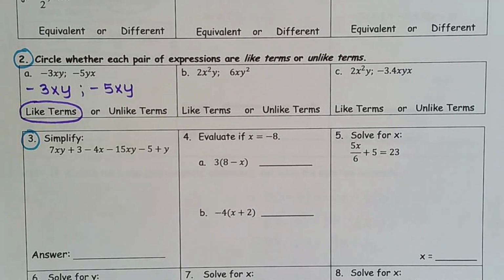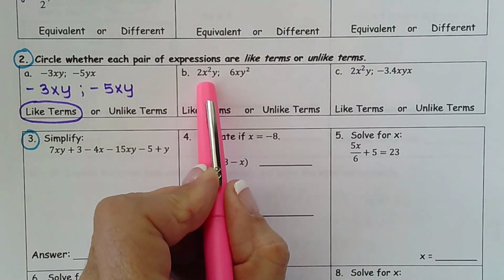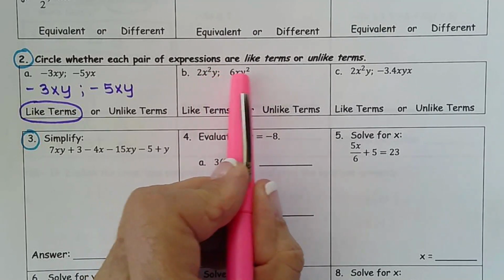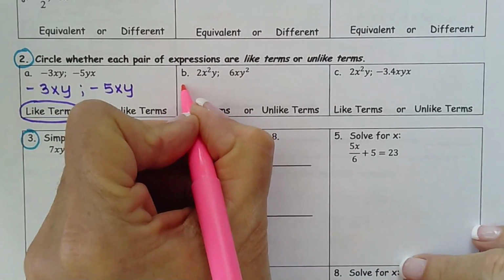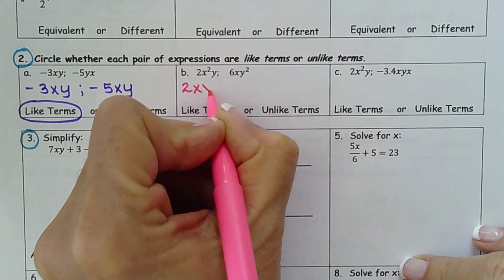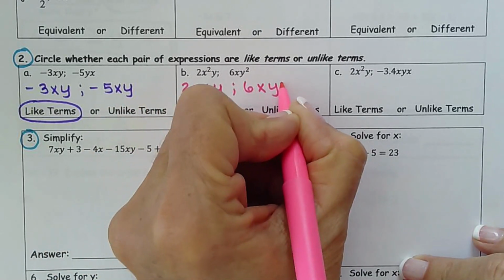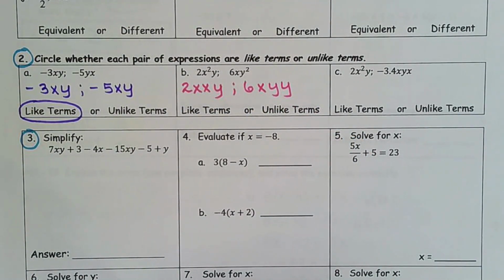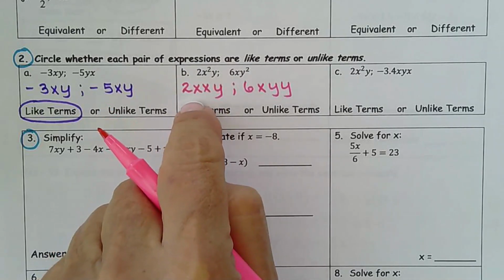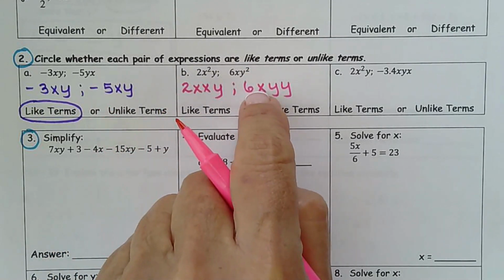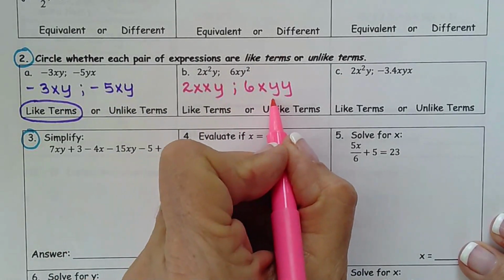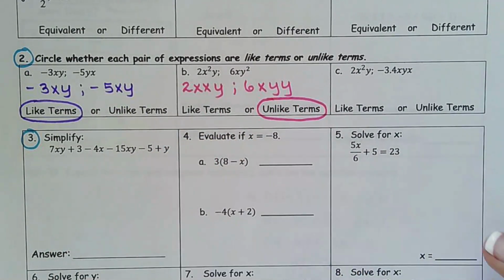Next one, we have already alphabetical order, x and y, but this is 2xxy, where this is 6xyy. You can see they do not have the same variables because this one has 2 x's and 1 y. This one has 1 x and 2 y's. So these would be considered unlike terms. I would never be able to add or subtract those 2 terms because they are not alike.